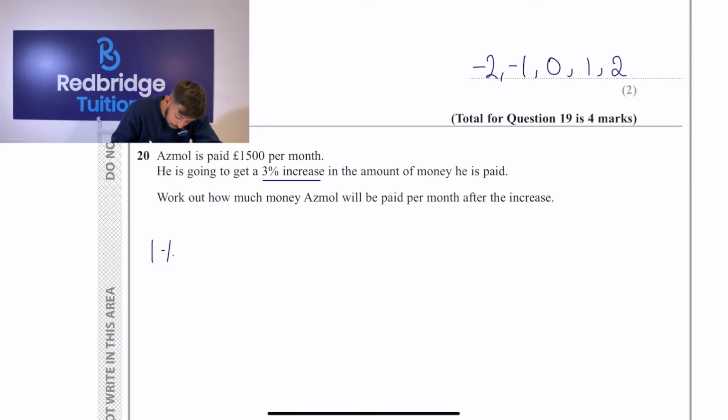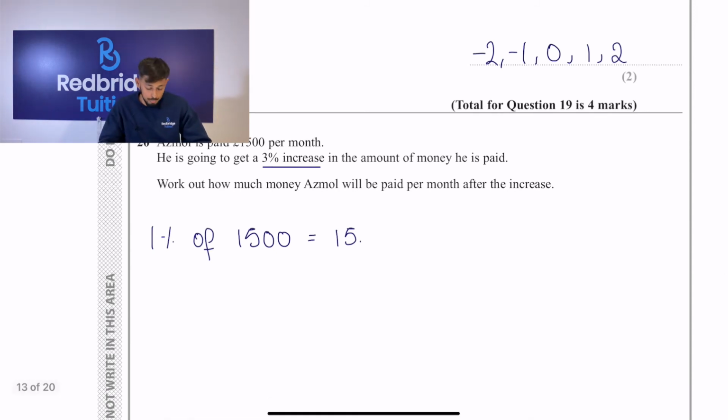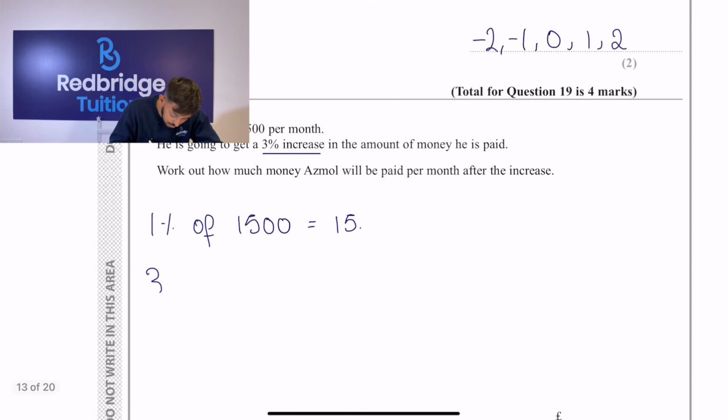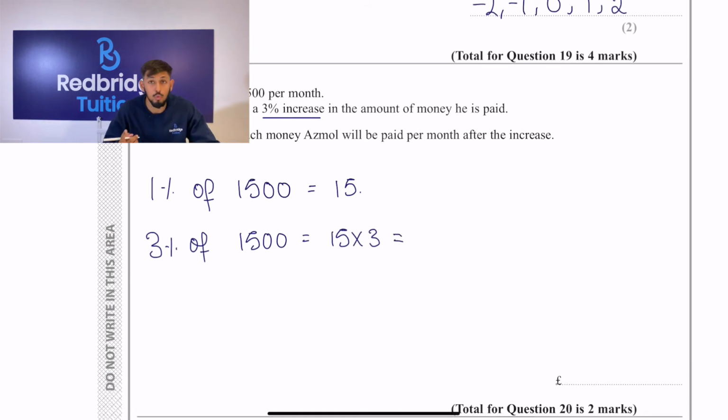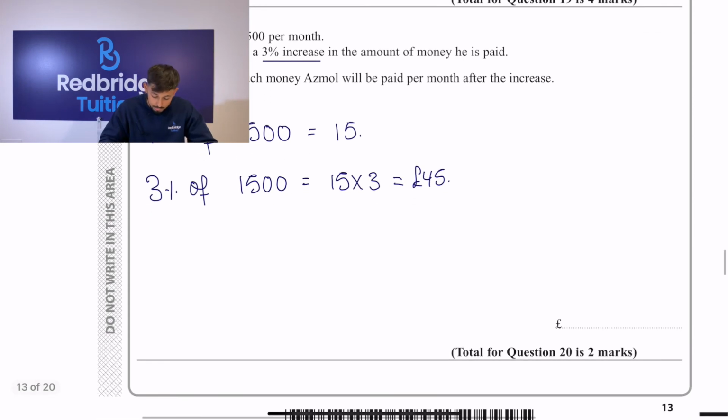So 1% of 1,500 is equal to 15. Now as 1% is equal to £15, to work out 3%, we just have to times this answer by 3. So 3% of 1,500 is equal to 15 times 3, and that gives us an answer of £45. So what we have worked out is that Asmol's pay has been increased by £45 per month.